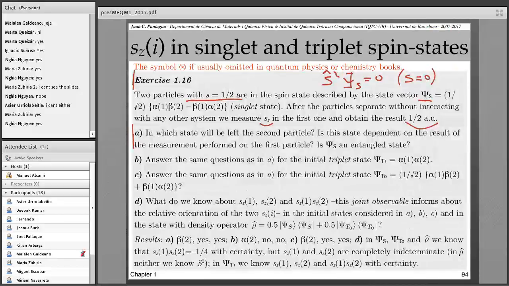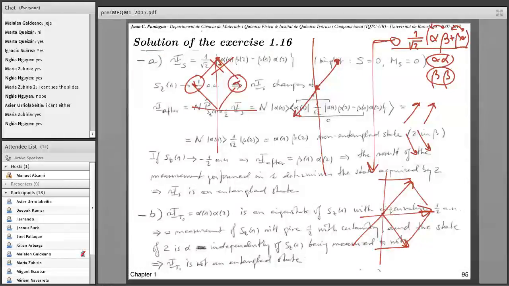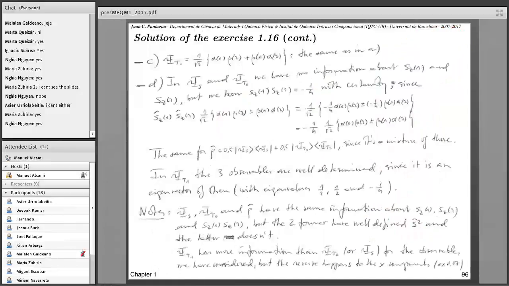Sorry, we had more questions here. Let me see. Okay, answer the same questions as in A for the triplet state. Of course, the treatment of the singlet and this component of the triplet is completely parallel, so I won't enter into many details. This is the triplet component corresponding to MS, we are speaking of electrons, exactly the same as in A. The change of sign doesn't affect the deduction, as you could see.